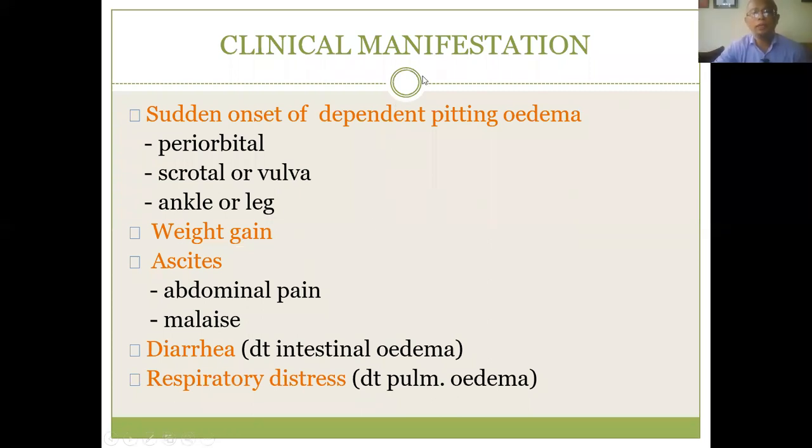Now comes the clinical manifestation. As we have already mentioned, the main feature is generalized swelling, that is anasarca. It also involves periorbital swelling, scrotal or vulval swelling, and ankle or leg swelling. And due to fluid retention, the patient gains weight. There is also ascites, and there may be complaints of abdominal pain, malaise, and diarrhea, and there may be respiratory distress if the patient develops pulmonary edema.